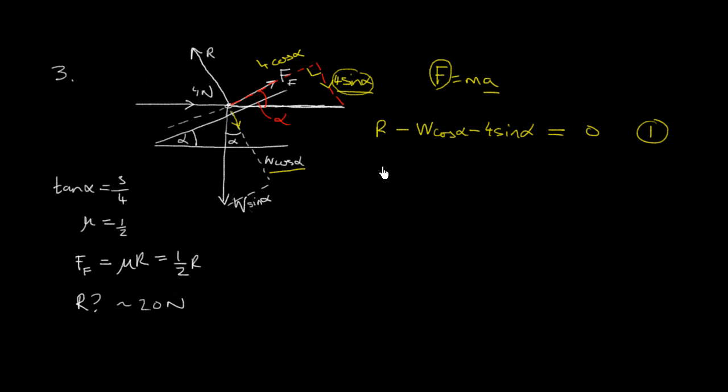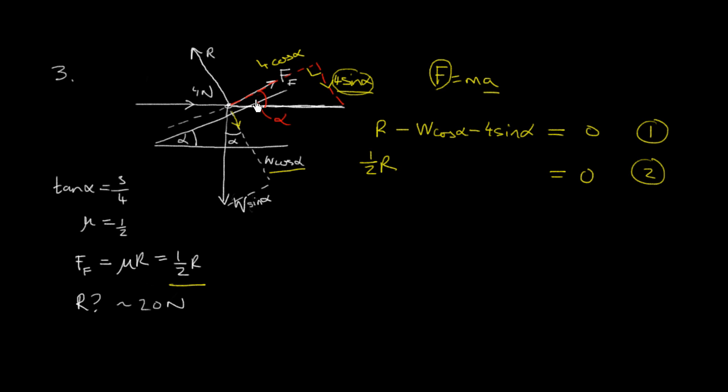Where's the equation number 2 going to come from? From the other direction, along the slope. What is the deal there? The same. The acceleration is going to be 0 because it's not accelerating yet. For my second equation, I'm going to have forces going up the slope equal down the slope. What are the forces going up the slope? Well, we know that it's on the point of sliding down, so we have the force of friction, which we labeled here half R. It's going up the slope.